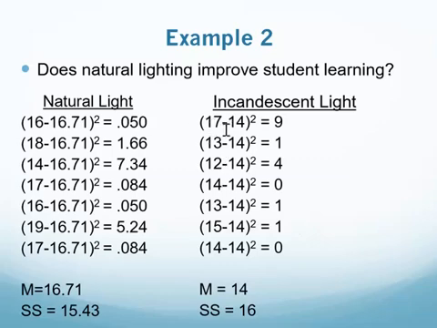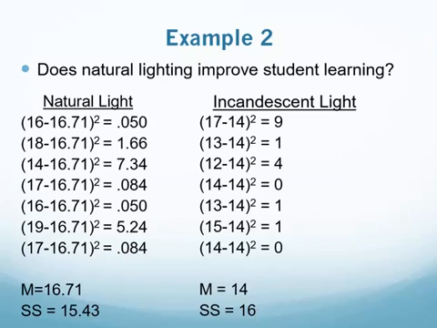So the first raw score was 17. If we subtract the mean of 14 out of that and square it, we get a value of 9. The second raw score was 13. So 13 minus 14 squared is going to give us a value of 1. The next raw score was 12. So 12 minus 14 squared is going to give you a value of 4, and so on. And if you sum all of those up, you get a sum of squares of 16, right?